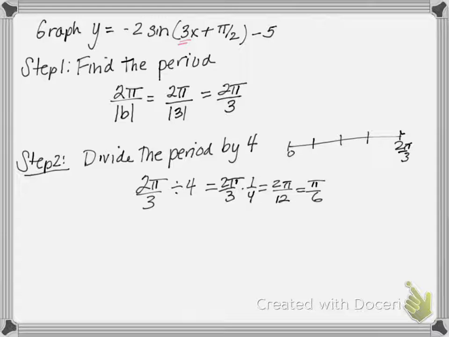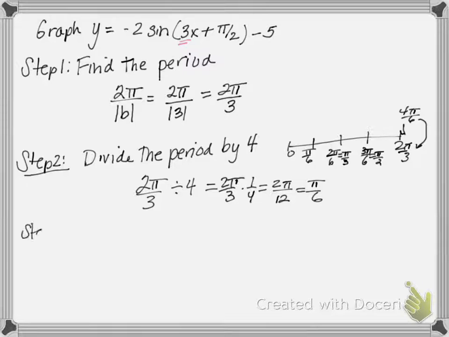So if I start at 0 and I add pi over 6 units, I'm at pi over 6. If I add another pi over 6, I'm at 2 pi over 6, which is pi over 3. If I add another pi over 6, I'm at 3 pi over 6, which is pi over 2. And if I add another pi over 6, I'm at 4 pi over 6, which is 2 pi over 3. Those would be my angles if I did not have a horizontal shift. So I'm going to have to shift all these angles in step 3.